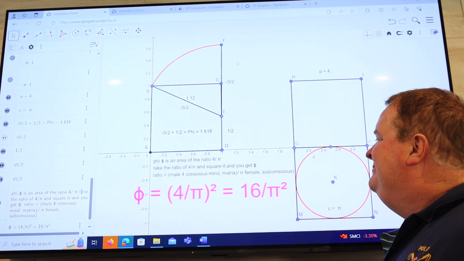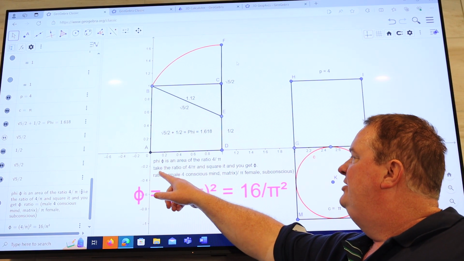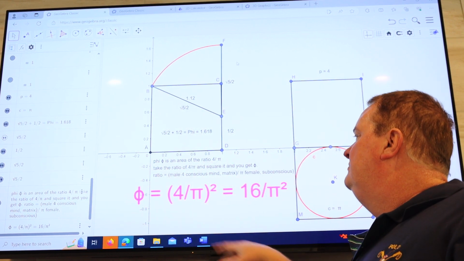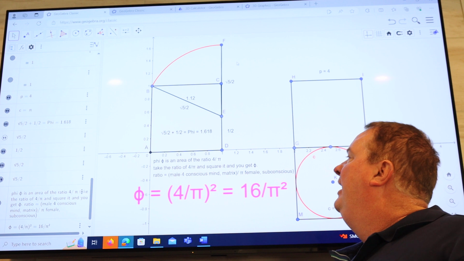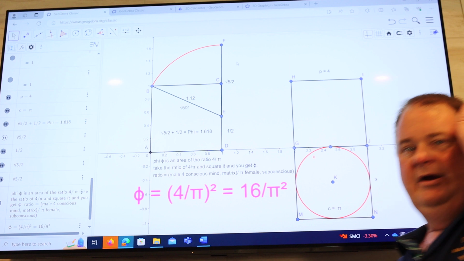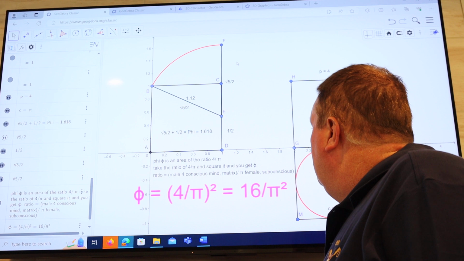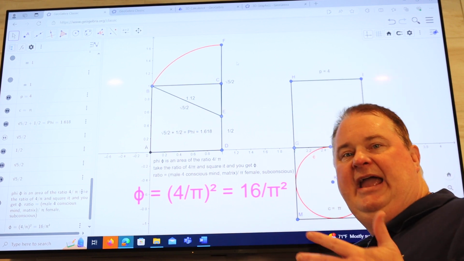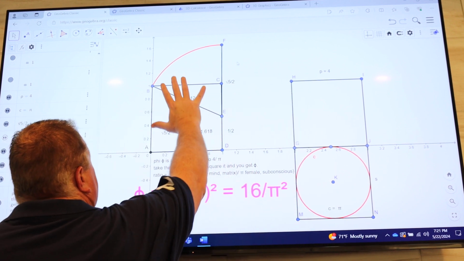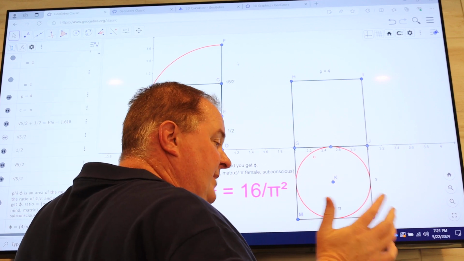So anyways, the 4 over pi, and I want to show you that ratio, take the ratio of 4 over pi, if you square it, you get phi. So that's what phi is going to be. And since it is an actual area, you have to square it. So that's the reason that you're squaring this whole thing, is that you have to make it an area. It's not a length, it's an area, because whenever you find phi, it's a picture of something. And that picture usually is some sort of two-dimensional object.